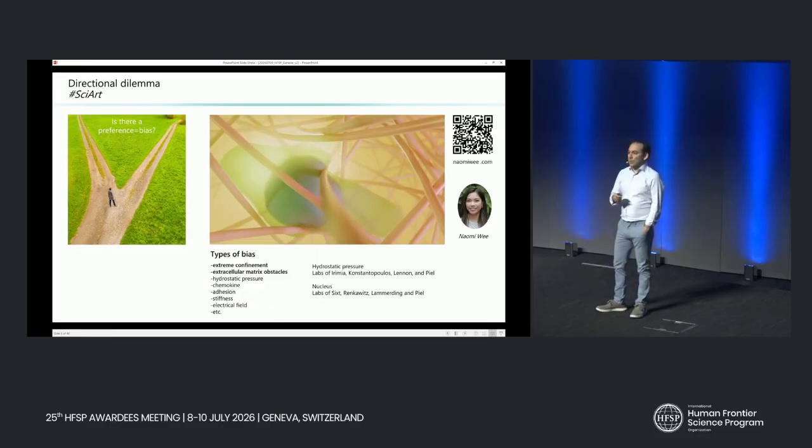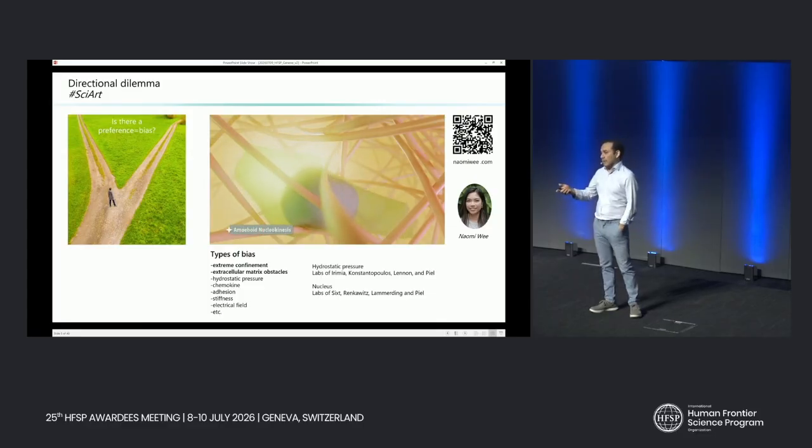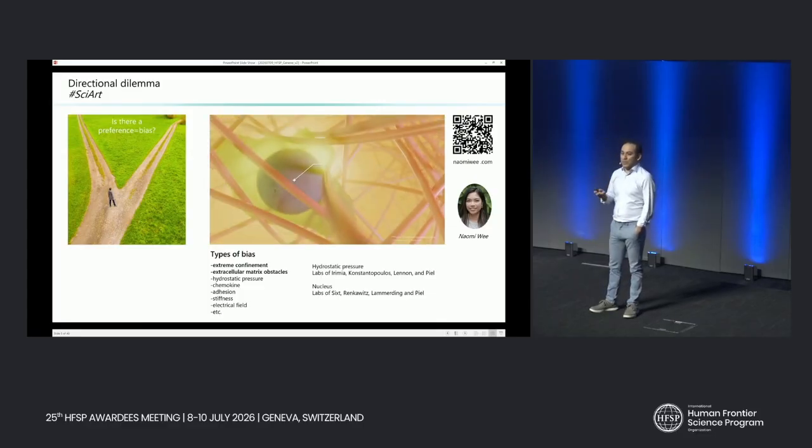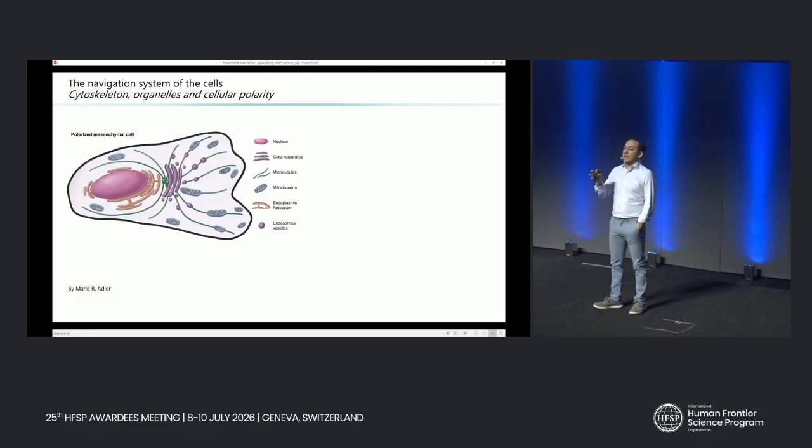But a lot less work has been done into understanding what happens when there is no apparent bias. We know that if there is a bias, the cells will take one or the other. But what happens when there is no bias? How the cells decide where to go has a lot to do with the navigation system of the cells. The cells polarize and distribute the organelles in an asymmetric way.